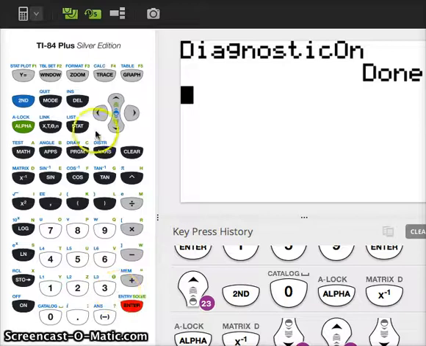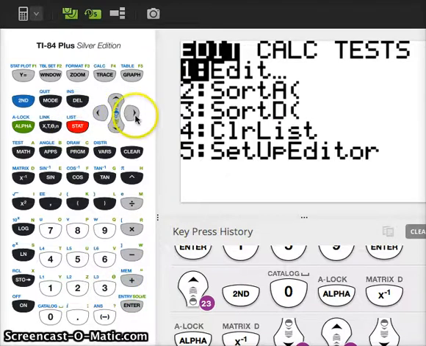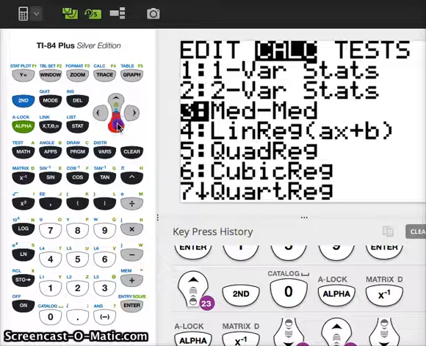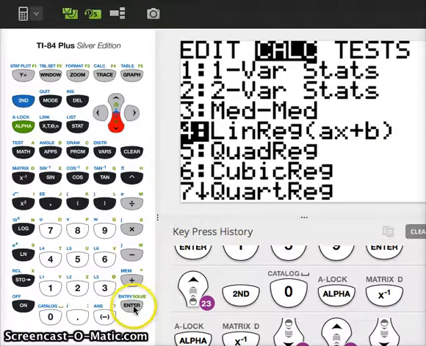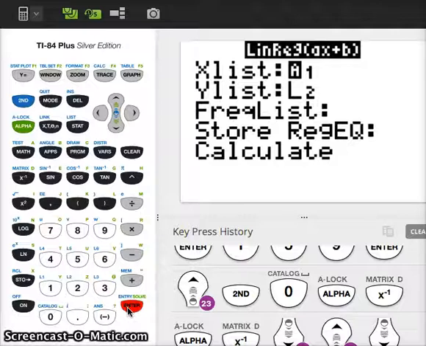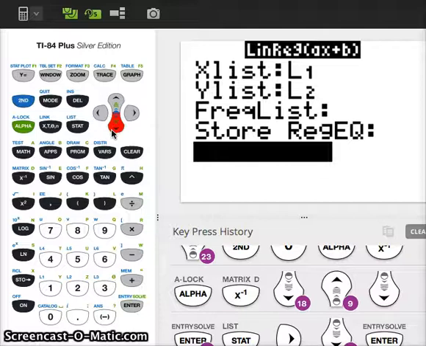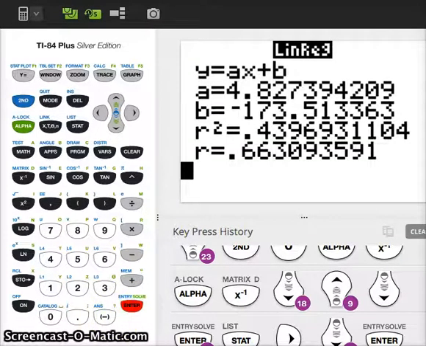All right, so we're going to go to Stat. We're going to go to Calc. And we want to do a linear regression. Now this A is the b sub naught, and this B is the b sub 1. Okay, we're just going to hit enter. Now, the calculator is going to ask us, are your lists in the right place? And they are. So all we need to do is just hit calculate. All right, so notice these numbers. That's very, very important.